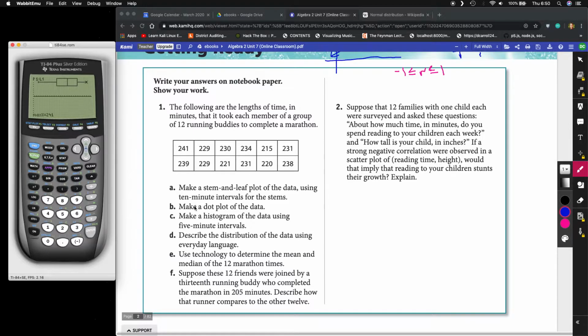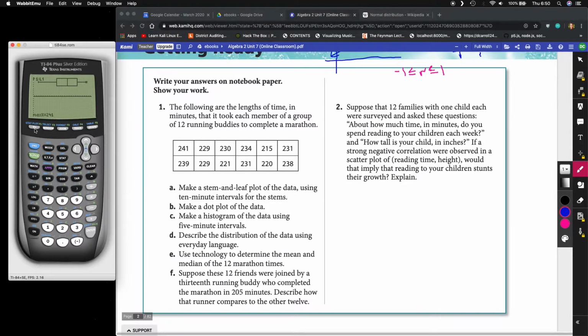All right. Make a dot plot of the data. I am going to talk about that actually in a second. Our calculators don't really make dot plots. They can do scatter plots though, but the dot plot is kind of what we're after, but it's very similar to the histogram. So you can really say either dot plot or histogram. So let's go ahead and make a histogram.